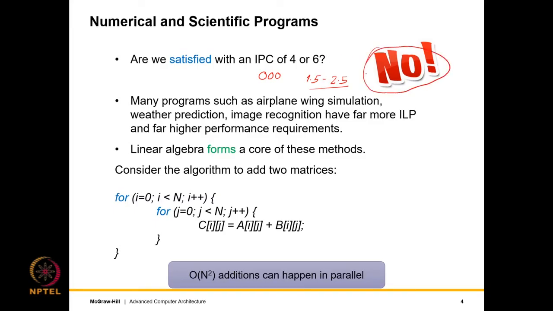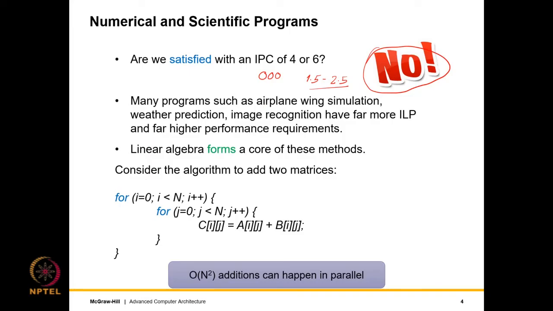But it turns out that we are not satisfied with it. The reason being that very large programs, such as simulating an airplane wing, weather prediction, and image recognition, have far more serious ILP requirements and far higher performance requirements as well. The reason is that linear algebra, particularly matrix algebra, forms a core of these methods. Consequently, if I were to add two matrices, then the instruction level parallelism is huge, and an IPC of 4 or 6 is actually too low.